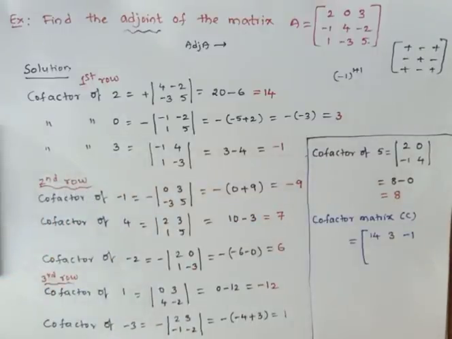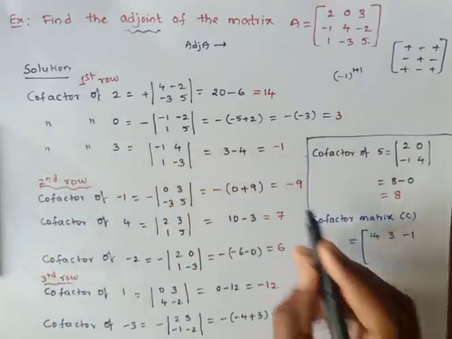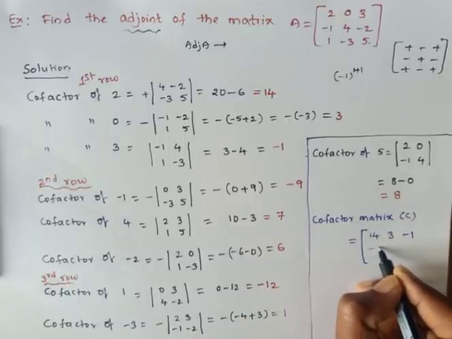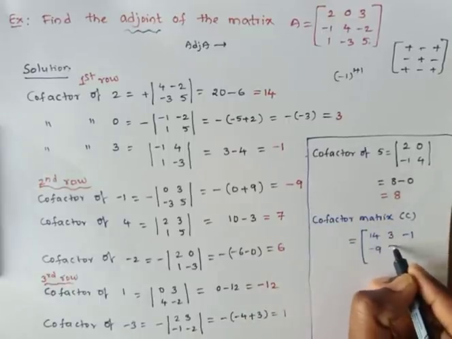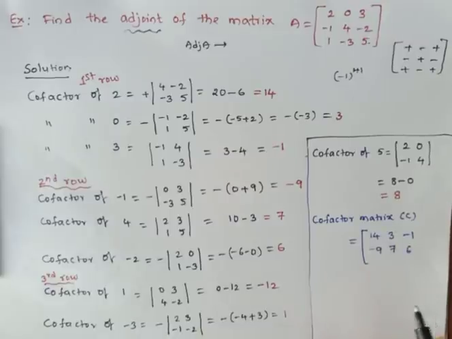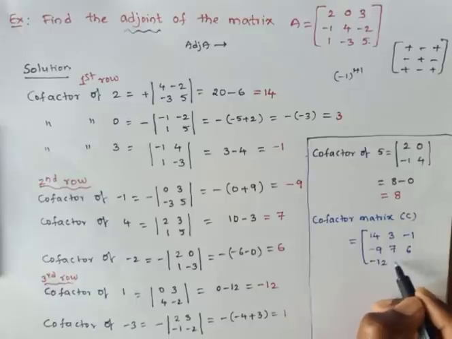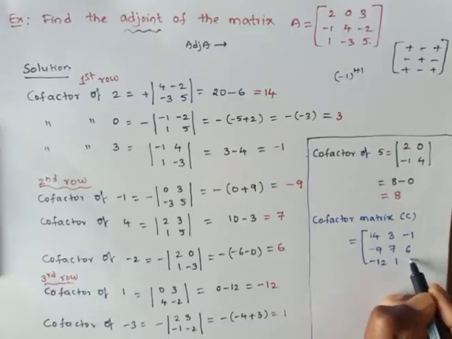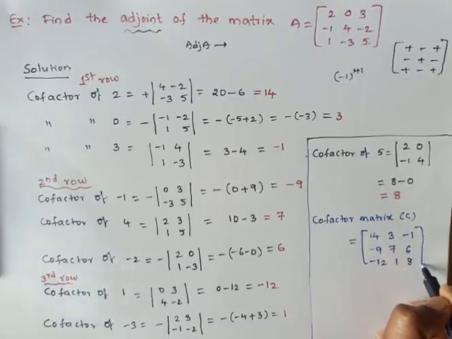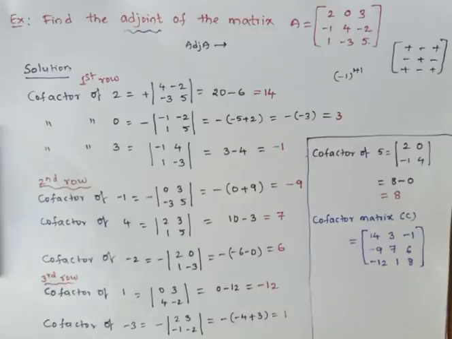Similarly, you can write the first row cofactors, then the second row cofactors are minus 9, 7, 6, and the third row minus 12, 1, 8. So this is called the cofactor matrix.